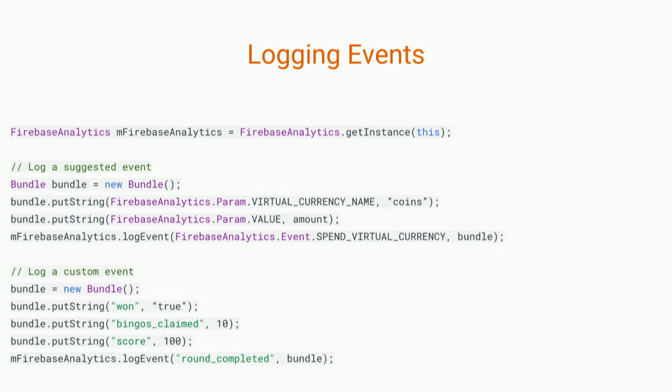Then if you want to log a custom event, the code at the bottom of the screen will show you how to do that. This is for a bingo game, where it's logging an event called round completed with each round that you complete in bingo. Along with that event, you want to annotate what the score was of the user, how many bingos they got in this game, and whether they won or lost that round. You log that event and it's uploaded to our servers and gets processed. And let's take a look at what sort of reporting you get out of the box for logging these events.